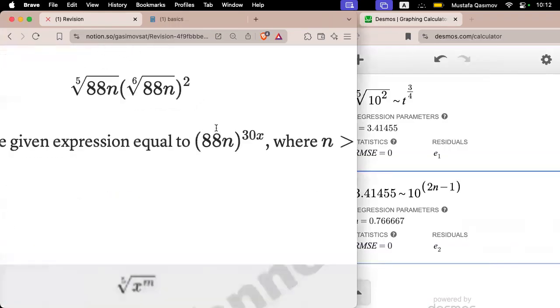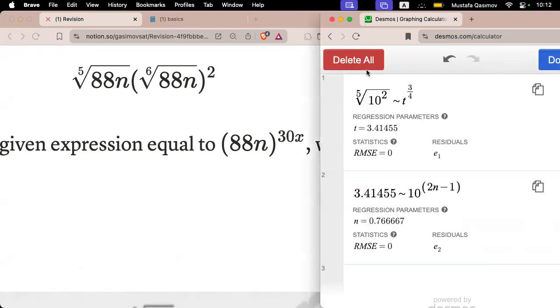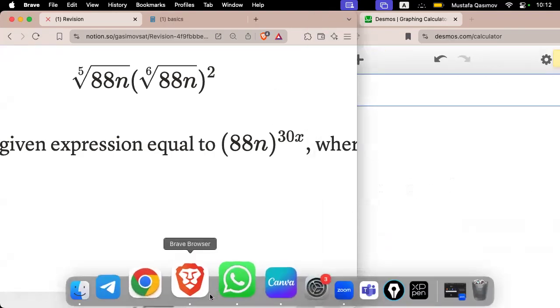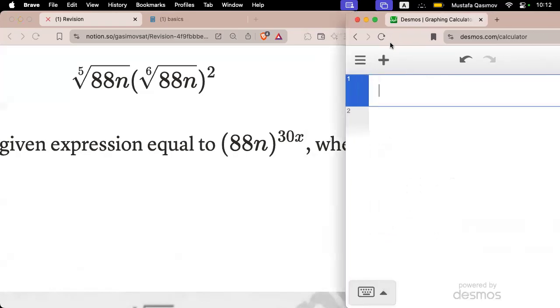Okay, another question is that one. Here, this expression is equal to that one, and we have to find the value of x from here. Lisa, do you want to share your opinion on how to find x from this equation?